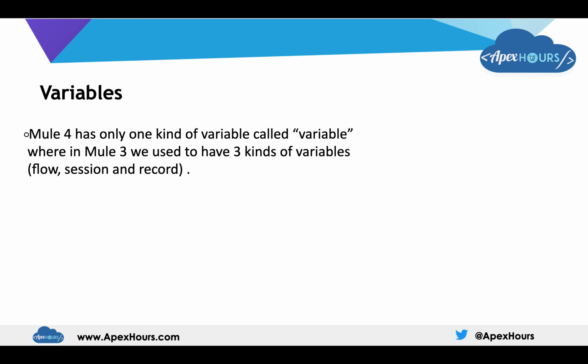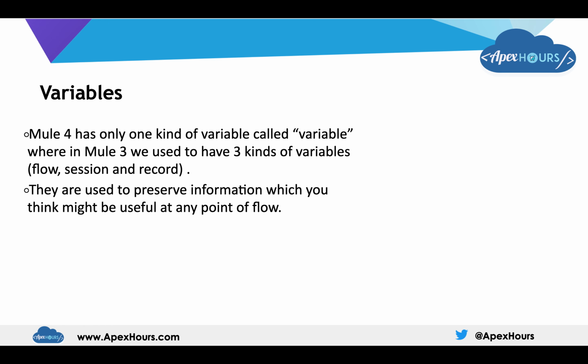Mule 3 was more complicated because it has 3 different kind of variables like flow variables, session variables and record variables. But good that in mule 4 we have only one kind of variable, that is called variable itself, simple variable, and it acts like flow, session, record based upon the requirement. So you don't have to use. In mule 3 we had 3 different type of connectors like record variable, flow variable and session variable, but in mule 4 we have only one connector. So now forget about mule 3 and forget about this statement, we have only one variable, and these are used to preserve the information which you think might be useful at any point of flow.